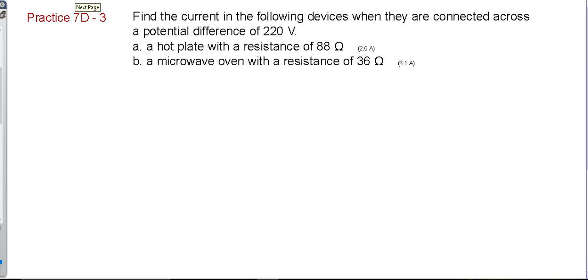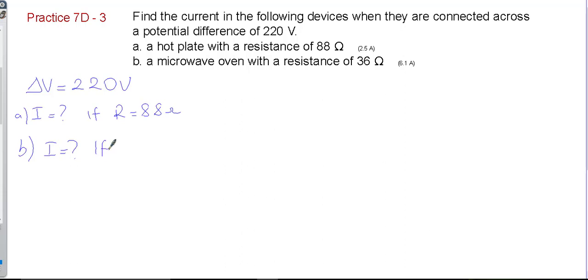Third one, find the current in the following devices when they are connected across a potential difference of 220 volt. Now we have a constant potential, 220 volt. And in each section, I want the current I. Let's say A firstly. Find the current I if a hot plate with a resistance of 88 ohm is connected to that potential. And B, it says again, calculate the current if a 36 ohm microwave oven is connected to that potential.